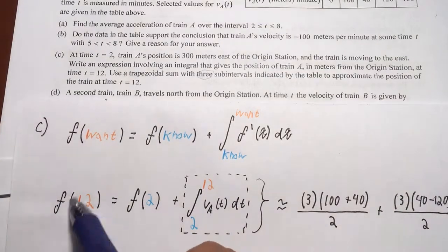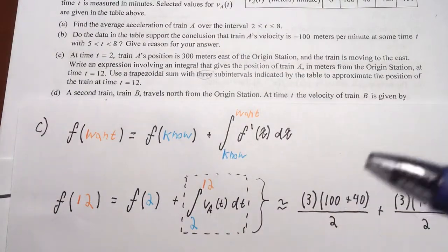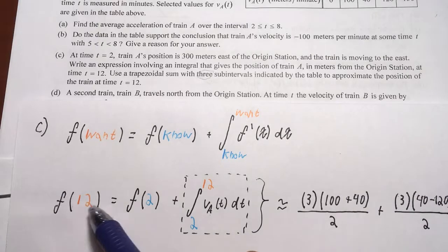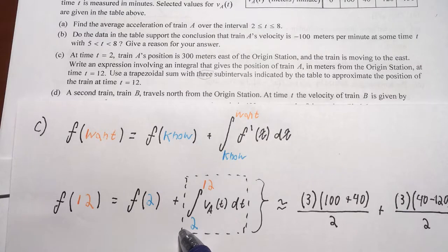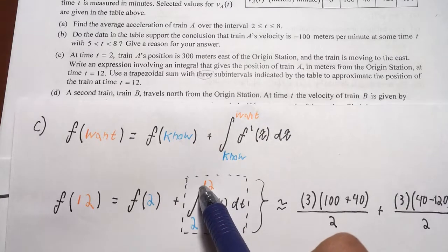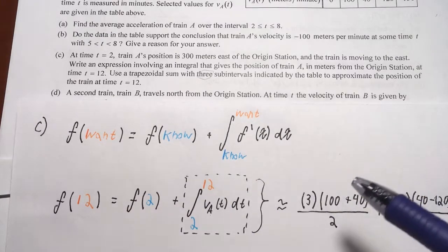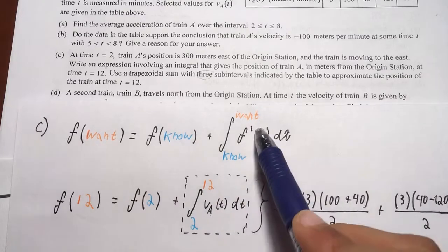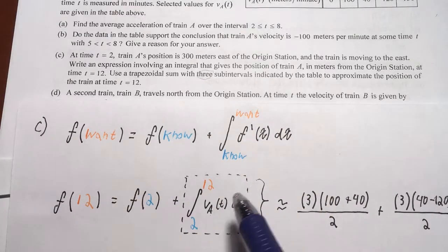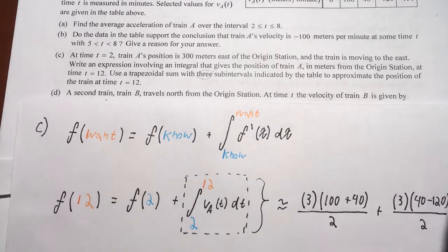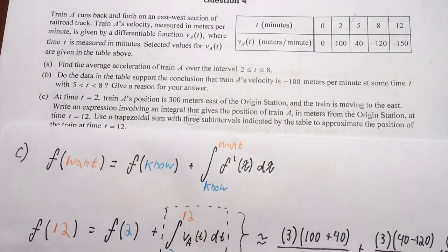F of 12 is what I want. So my general setup without doing any work is f of 12, what I want, is equal to f of 2 plus the net change from t equals 2 to t equals 12. It doesn't really matter. But notice here, for my derivative, I put velocity because the derivative of position is velocity. Now here's a trick though. They don't give us a graph or equation that we can evaluate with an integral.